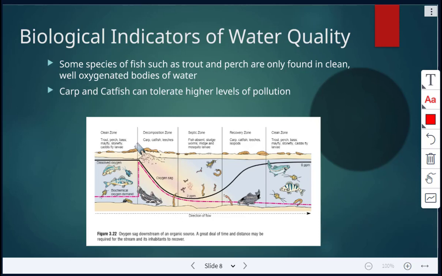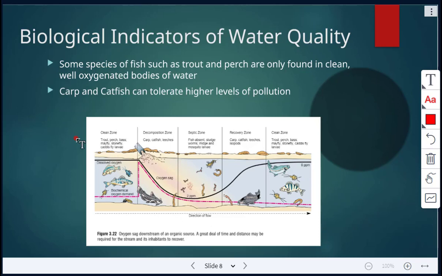If we look at this diagram here, we'll see this is the clean zone. Then here we have a decomposition zone, and we can see oxygen levels are declining, shown by that pink line. Here we have a septic zone, then a recovery zone, and then we have the clean zone again. We can see oxygen levels here, 8 ppm. When it's really low, we're at 2 ppm. When we're at the clean zone, we can see lots of diversity. We see trout, perch, bass.